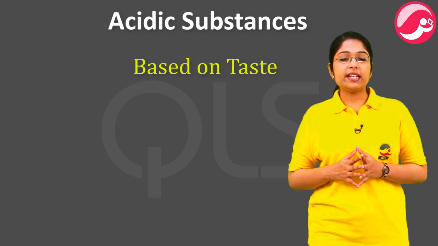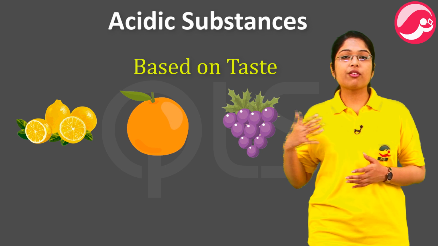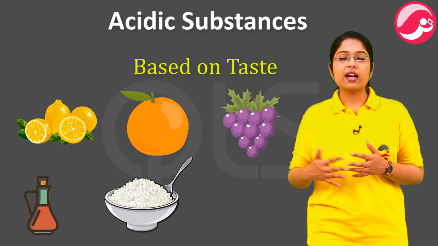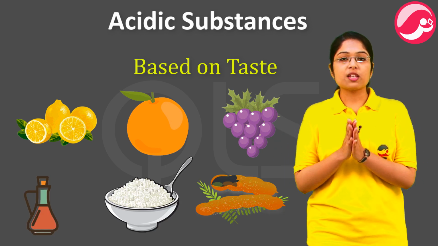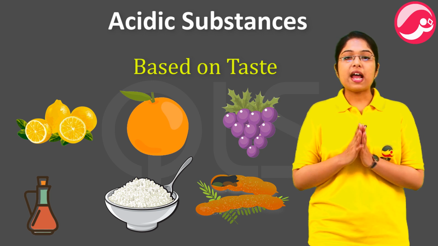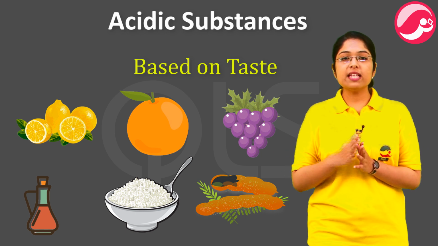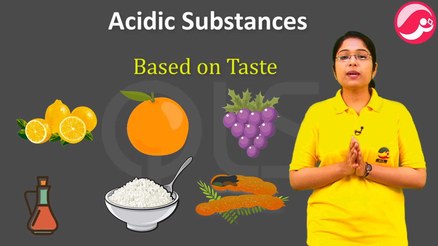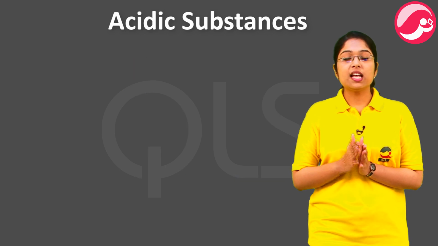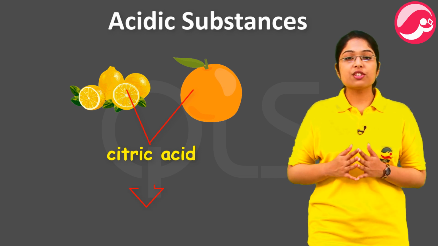So based on our taste buds, we can list out lemon, oranges, grapes, vinegar, curd and tamarind as acidic substances. All these substances are acidic because they contain one or other kind of acid in them. इन सभी substances में किसी ना किसी type का acid present है. Like lemon and oranges contain citric acid and hence they are called as citrus fruits.